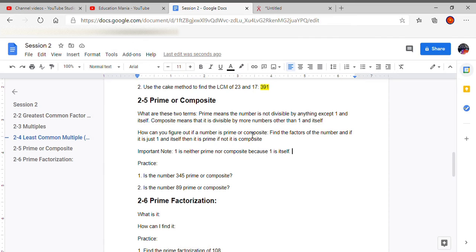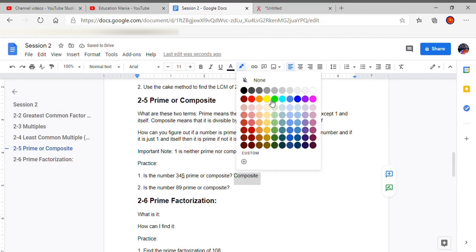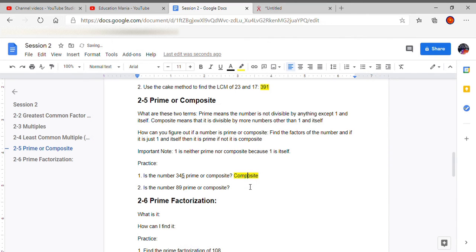Is the number 345 prime or composite? So if you don't remember the divisibility tricks, a number is divisible by 5 if it is ending in 5 or 0. So we already know that it ends in a 5. So that means it is composite. So this one, the answer is composite.